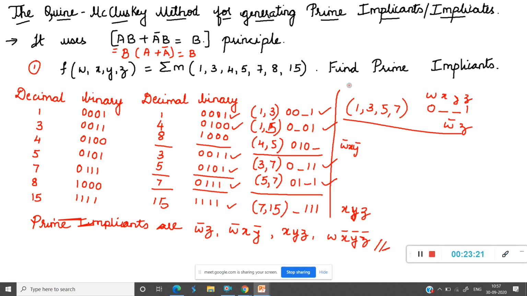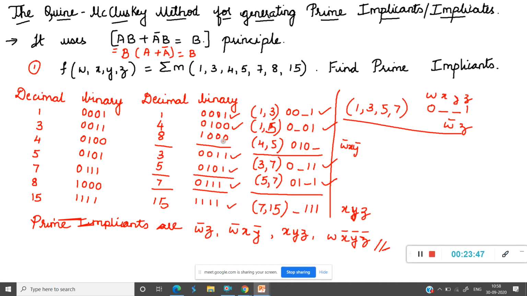Okay, so next again put a column here. Put again the first group with the second, the second with the third. 1, 3, 5, 7 can be compared. So I have written next, which gives us W bar Z. Those which are unticked are the prime implicants. That is, W bar Z is a prime implicant. Here XYZ is a prime implicant. Here W bar X Y bar is a prime implicant.